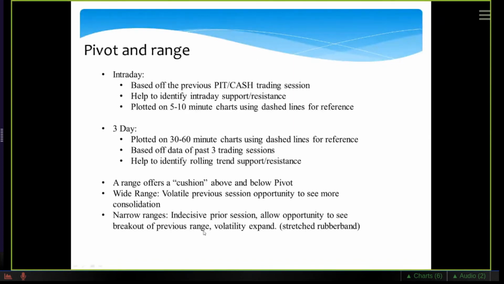So think of it like a rubber band. The more you stretch it, that's how the pivots become, more and more narrow. When we have a narrow pivot, it's like stretching out the rubber band, and that gives opportunity for the snapback and for a break of the previous trading session.